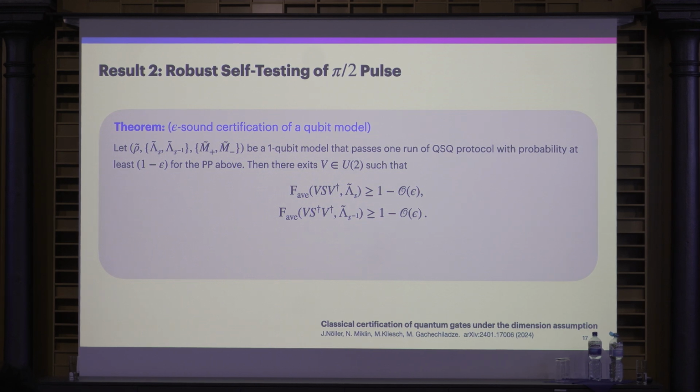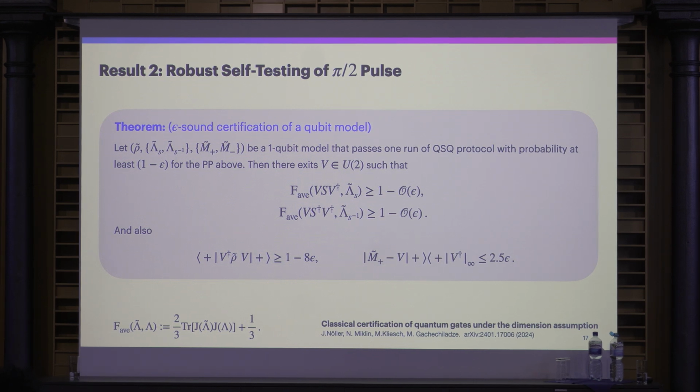Your channel, whenever you press the button S, is in average gate fidelity at least this close, and the scaling in epsilon is linear, which is the best known so far, to the best of our knowledge. It's linear in the probability of failing. And you get the same result for both gates, because we had two channels, so we get two separate gates. The same can be claimed for the quantum state and the measurement that you are implementing. So this is the fidelity norm, and the infinity norm for the measurements. The average gate fidelity is defined with the overlap between the Choi states of the target and the experimental channel.